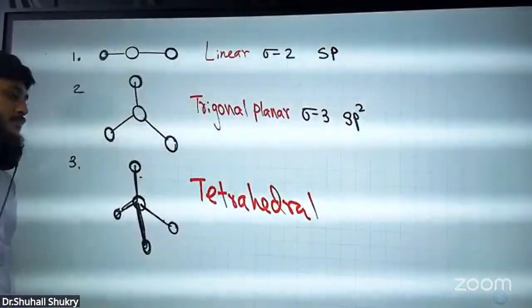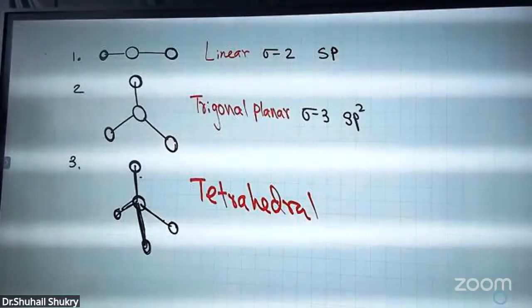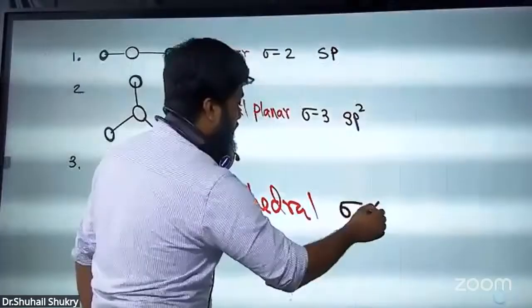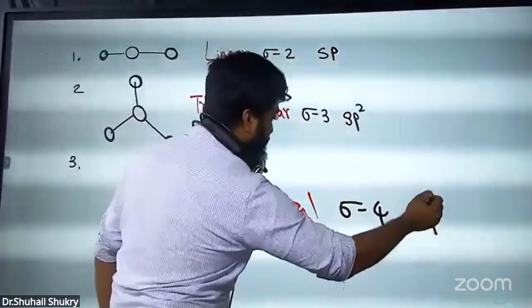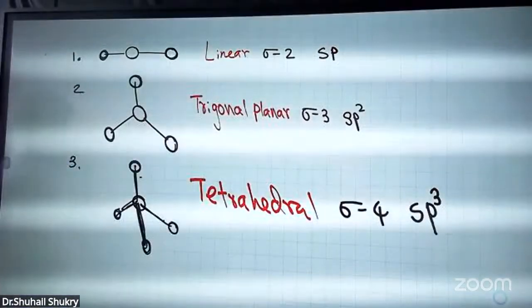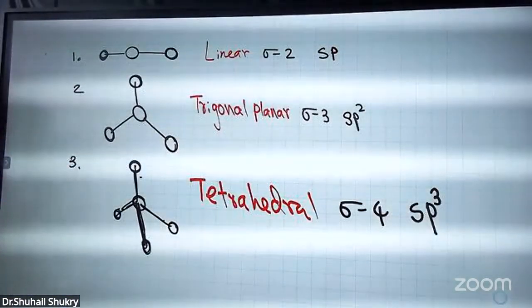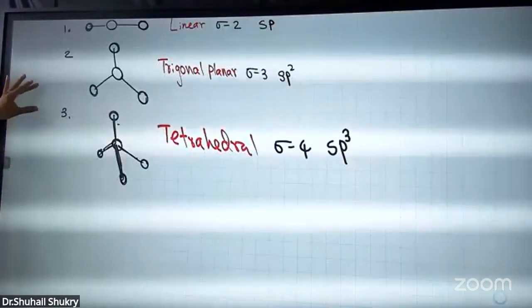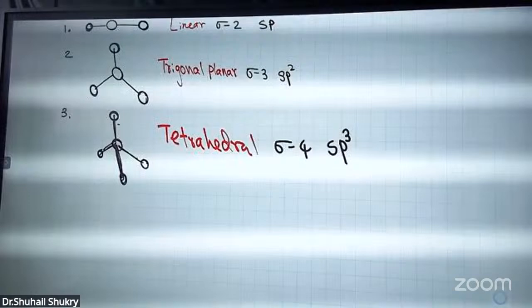Tetrahedral, we call this. Okay, tetrahedral. How many sigma bonds are in this? Four sigma bonds. If there are four sigma bonds, that shape is tetrahedral. Four sigma bonds mean what hybridization? sp3. Still I am talking about these tetrahedral shapes only. So far everything okay?